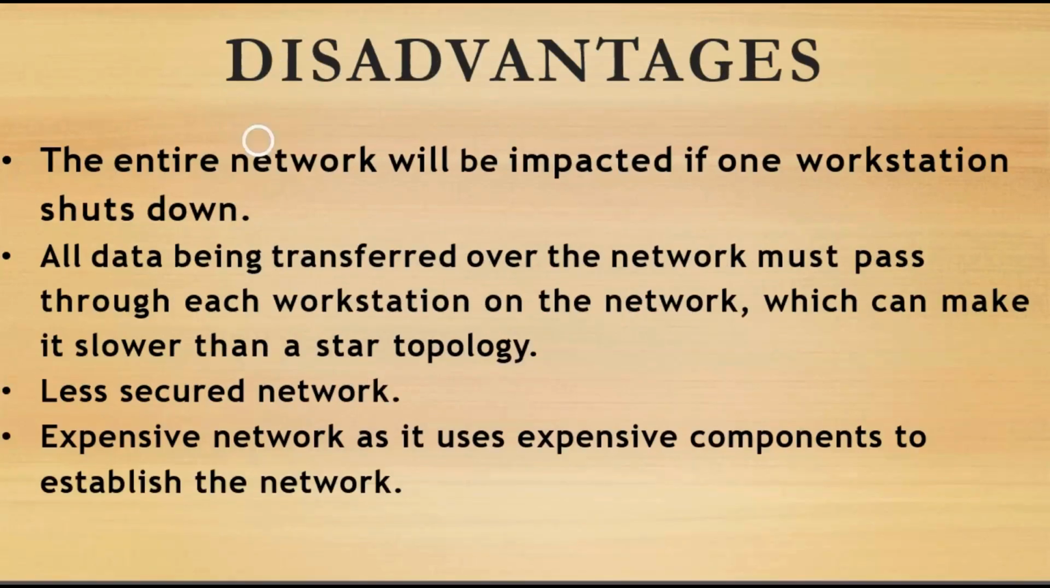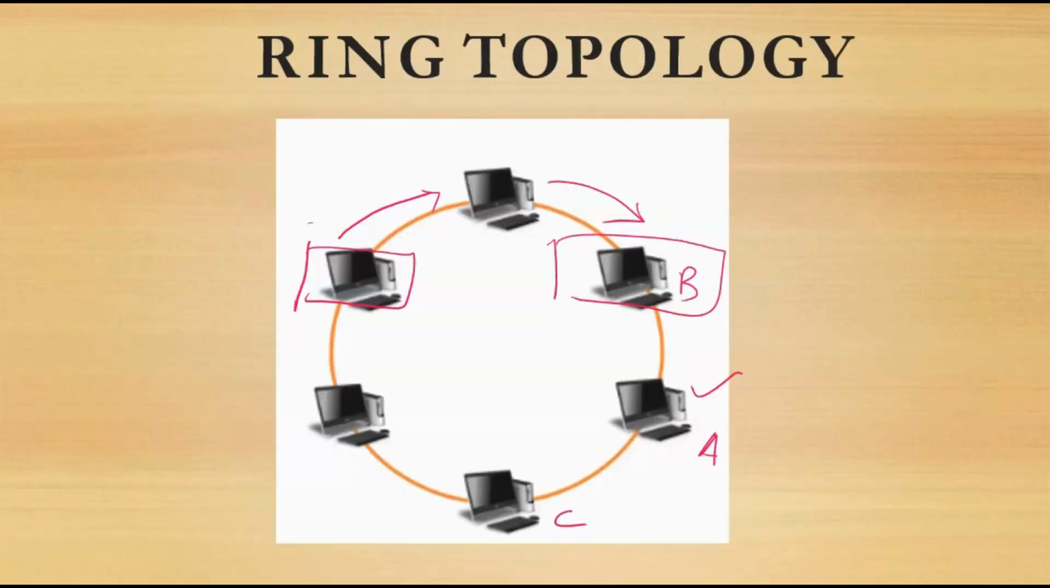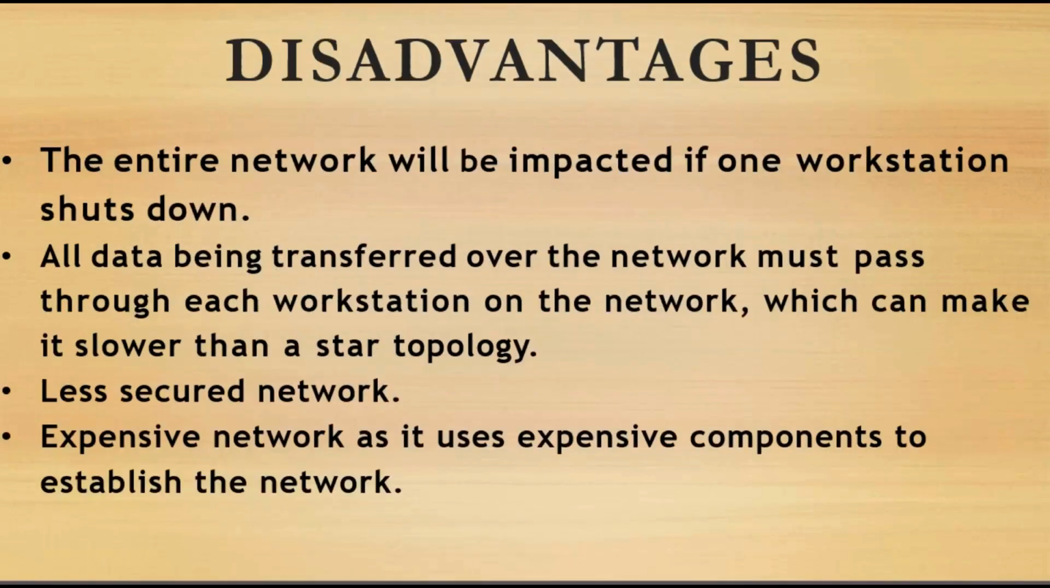Coming to the disadvantages of ring topology, the entire network will be impacted if one workstation is shut down. That means if one node in the ring topology is not working, the entire network is affected. That is the main disadvantage. All data transferred over the network must pass through each workstation, which can make the network slower than star topology, since data is transmitted from one computer to another.